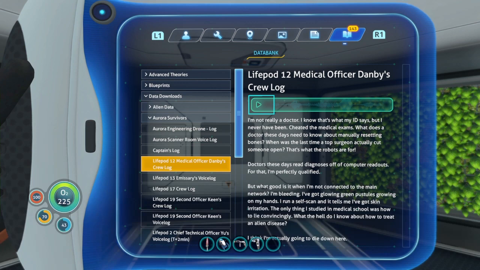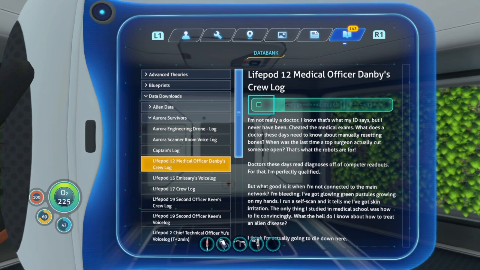Wherever Lifepod 12 is at. Which, yeah, I can't really tell you where that one is because I'm not sure. Moving along. I'm not really a doctor. I know that's what my ID says, but I never have been.